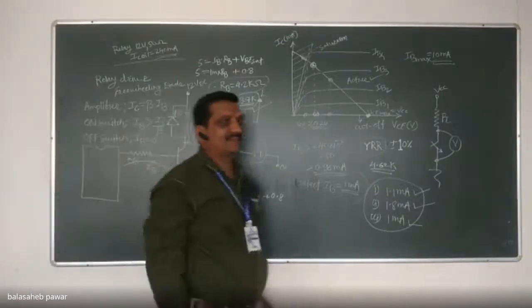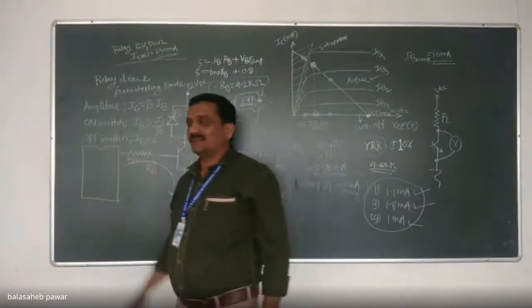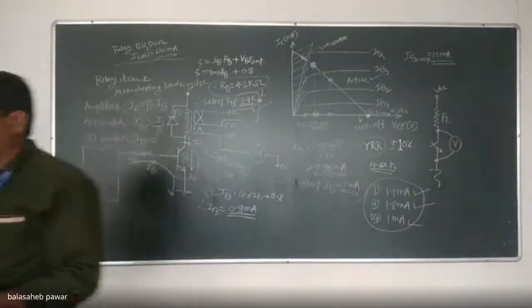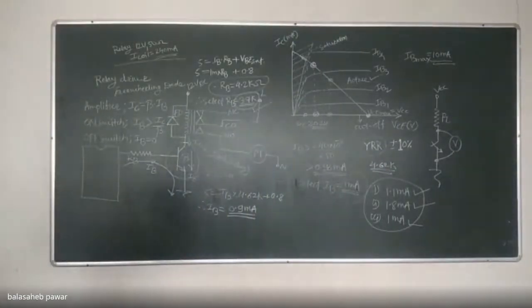Can anyone give the reason of this diode, why it is connected? So that the excess current may pass through the diode and the circuit should not get damaged.